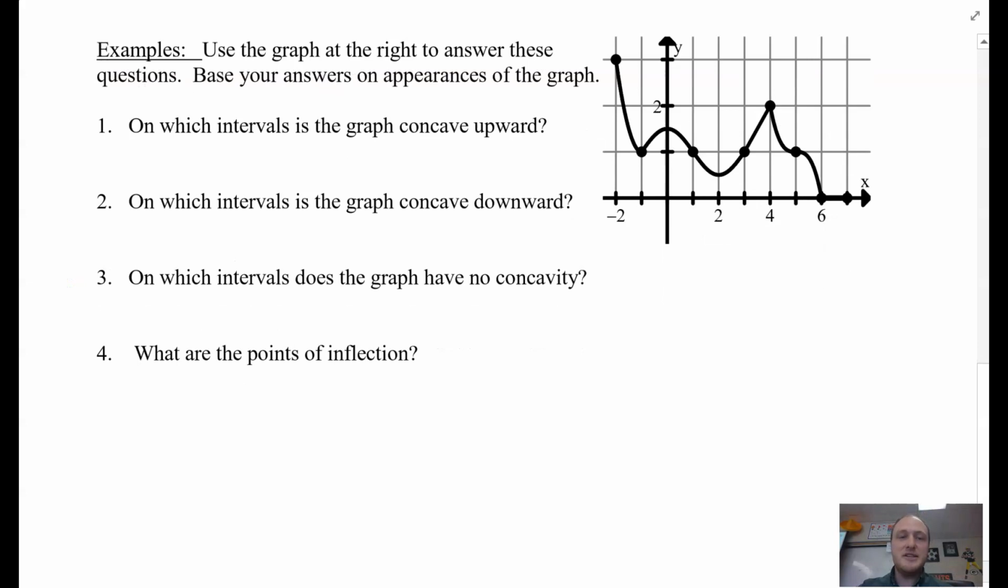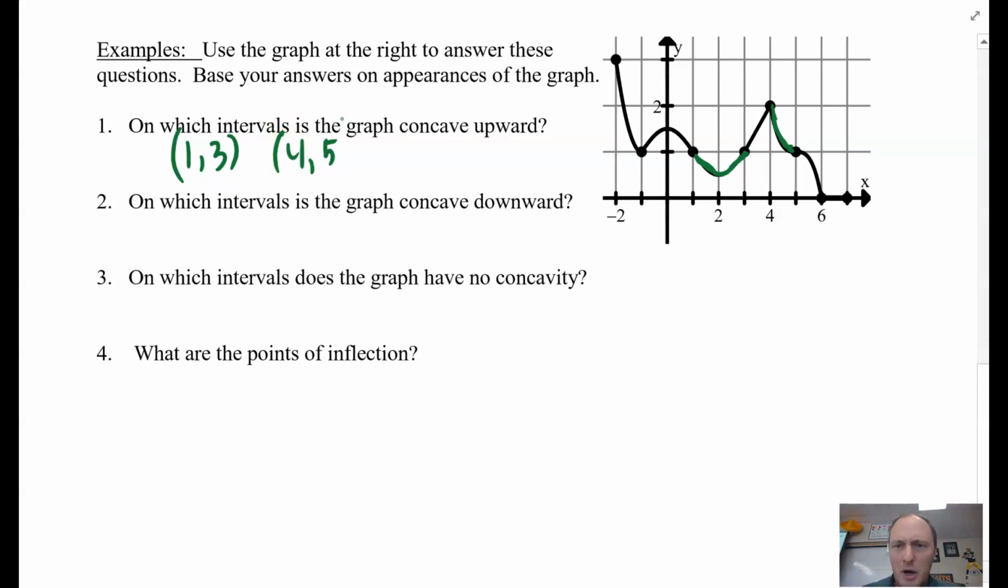Here it says, use the graph at the right to answer these questions. Base your answers on appearances of the graph. On which intervals is the graph concave upwards? I'll use green. I want to know, where is the graph happy? Where is it facing upwards? Right about here, it's facing upwards, and also here on this interval. That's concave up. So that is going to be from 1 to 3 and 4 to 5.